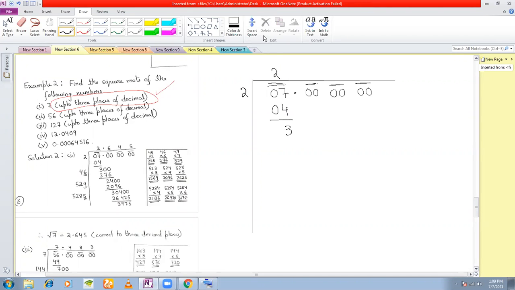Now what we want to do here is, because there is a decimal point here, we'll introduce a decimal point just above this. And we'll bring down this pair of zeros. Is this step clear?